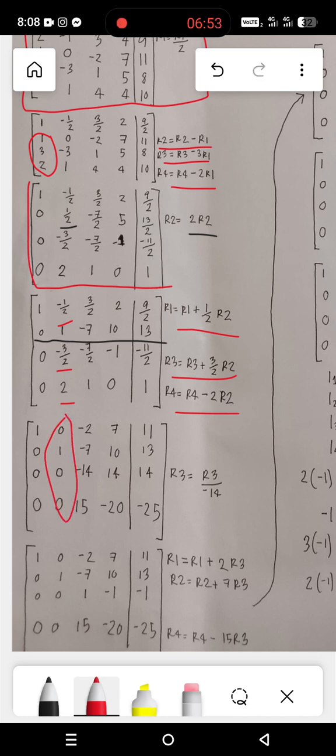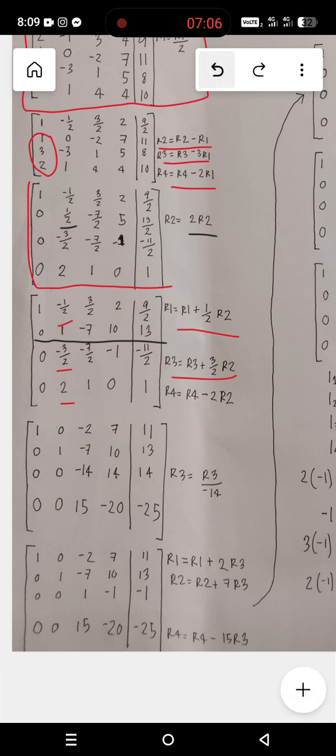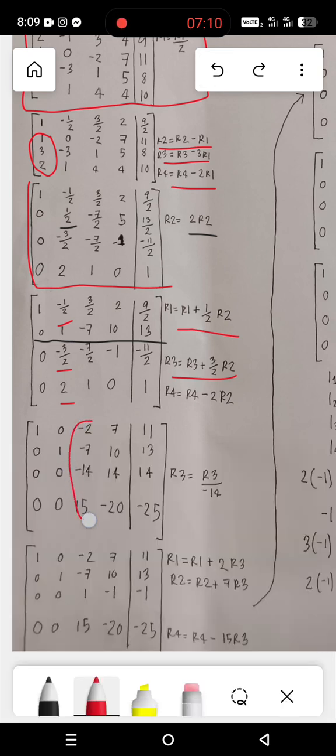And we also applied that onto the remaining values as well, which is this one, and this one. Next step is to work on the next column. We need to turn negative 14 into 1. So how are we going to do that? We're just going to divide negative 14 by negative 14.